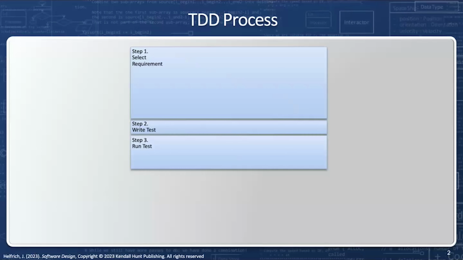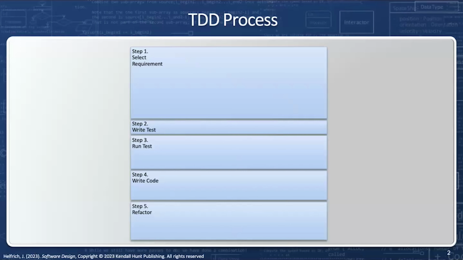The test-driven development process starts with requirement solicitation. The second step is to write the test. The third step is to run the test. The fourth step is to write the code, and finally, we'll refactor the code we just wrote. Let's look at each of these steps in detail.